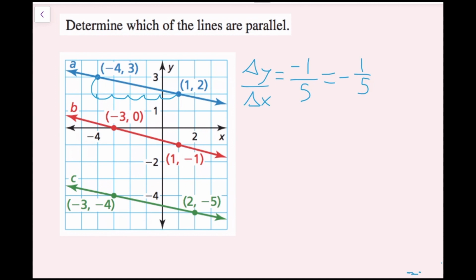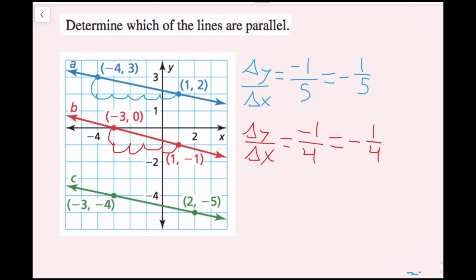All right, now for the red line, line B, I'll start at this point and go here. So I'm going to go down 1, and then I'm going to go right 1, 2, 3, 4. Okay, so my change in y over change in x is going to be -1 because I went down 1, and then right 4 means +4. So my slope is -1/4.